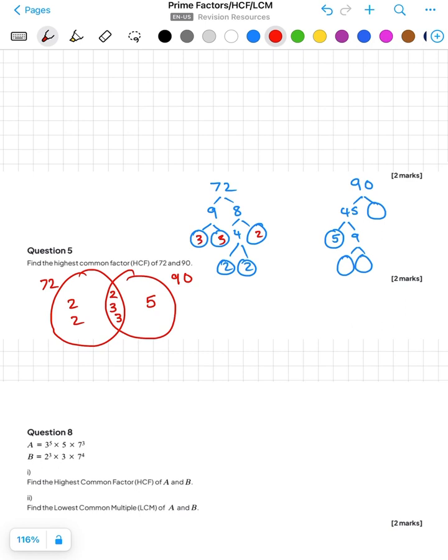To find the highest common factor, this time, instead of looking at all the numbers multiplied together, the highest common factor is the numbers in the overlap multiplied together. So that's 2 times 3 times 3. So 2 times 3 is 6, times 3 is 18. So that is the highest common factor of 72 and 90.